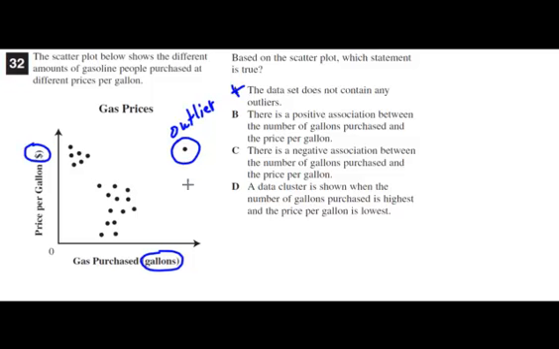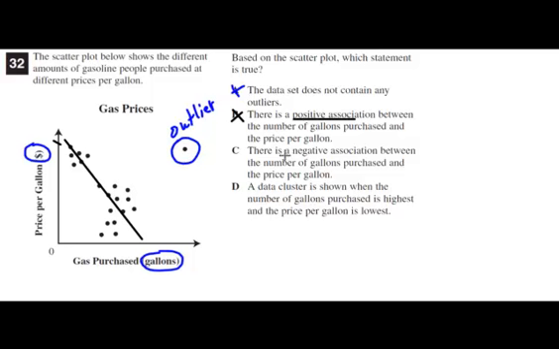There is a positive association between the number of gallons purchased and the price per gallon. They're basically talking about slope. So if we kind of draw a line that goes between these, you can see it goes down and to the right or up and to the left. We know that that's a negative slope. They're telling us it's positive, so we know that's not right.